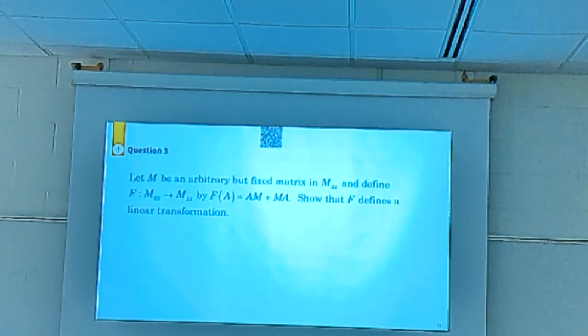But the good news is we're strictly in M22, right? That means A is going to be 2 by 2, M is going to be 2 by 2. What's 2 by 2 times 2 by 2? What's the size? Then M times A, still 2 by 2. So even though AM and MA are not the same, they are the same size. So at least the addition is defined. That's a good start. If that addition wasn't defined, you can stop right there. That can't be a transformation because it's undefined.